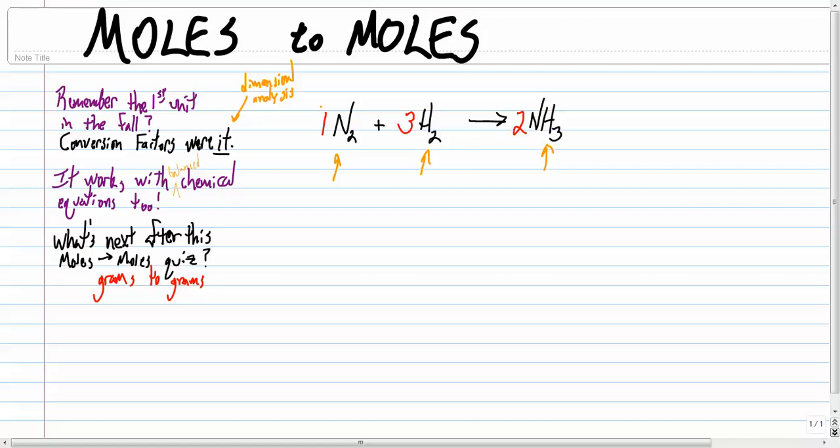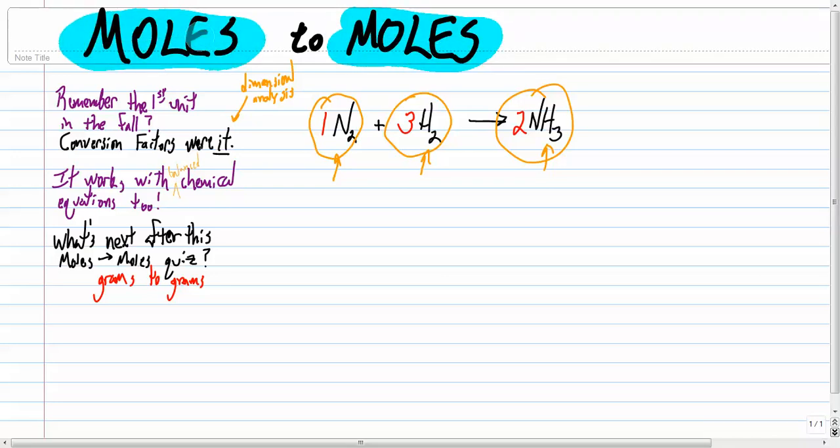Now you could use fractions. You could say that a half a dozen of these combines with 1.5 dozen of these to make 1 dozen of those. So if you're not talking about single particles anymore, then yeah, you could use fractions. And stepping up from dozens, we could actually use the unit that we use to count things in chemistry, which is the mole. So we could say that 1 mole of nitrogen molecules combines with 3 moles of hydrogen molecules to make 2 moles of ammonia.